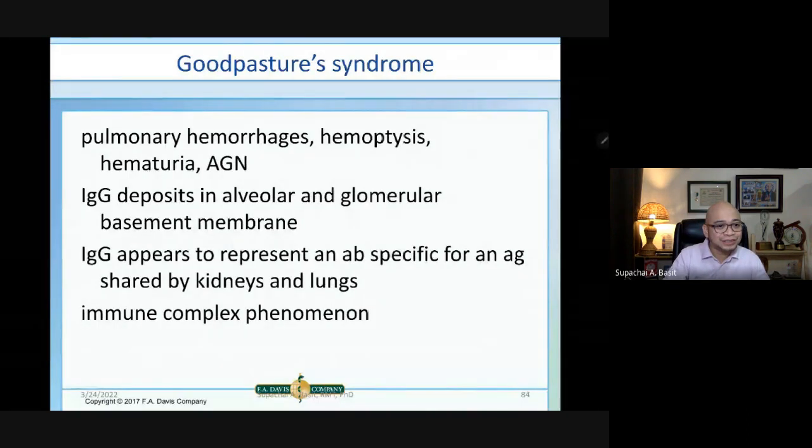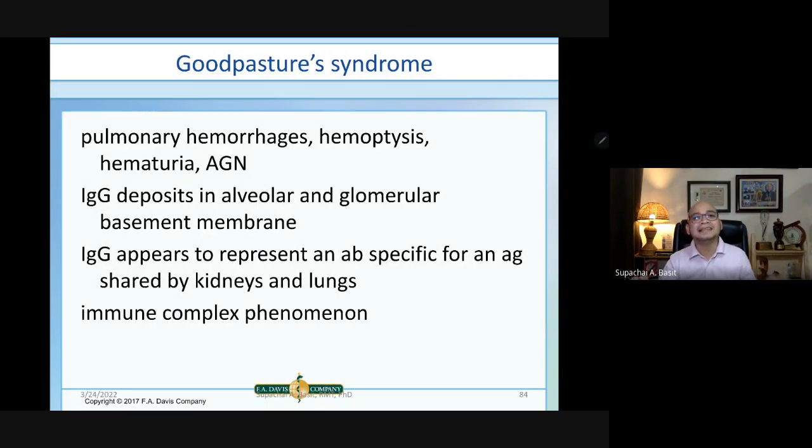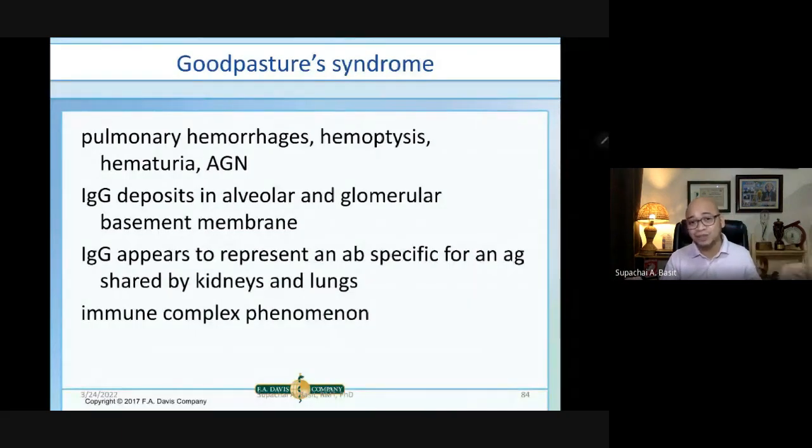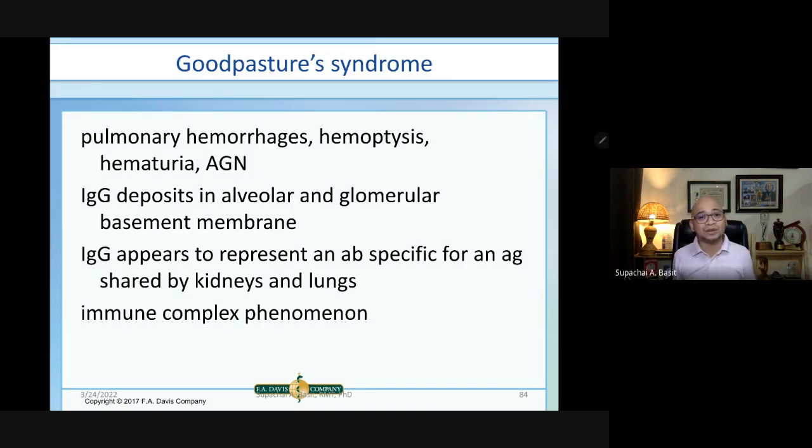Goodpasture syndrome is characterized by pulmonary hemorrhages and hemoptysis if the immune complex is found in the lungs. However, it can produce hematuria and acute glomerulonephritis if the immune complex is found in the glomerulus. Okay, so antibodies can either deposit in the alveoli of the lungs or the glomerulus of the kidneys. So immunoglobulins appear to represent an antibody specific for an antigen shared by kidneys and lungs. So that's the reason why two organs are affected. So it is also known as the immune complex phenomenon.